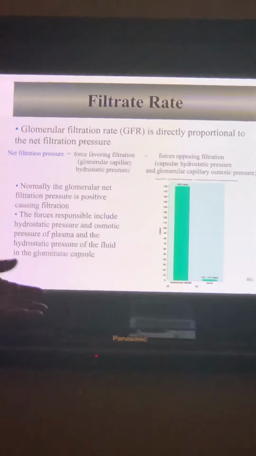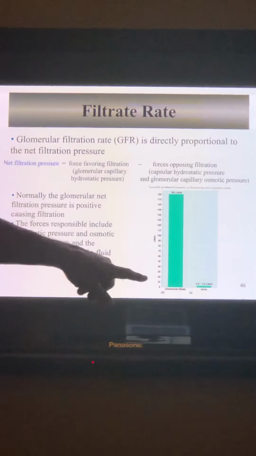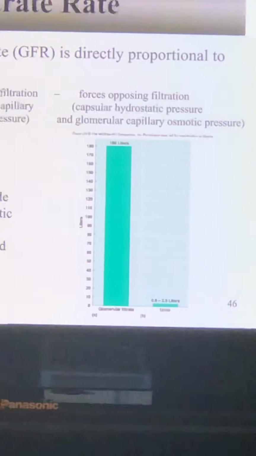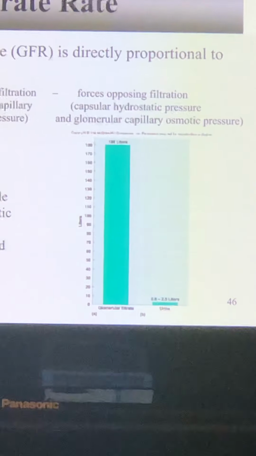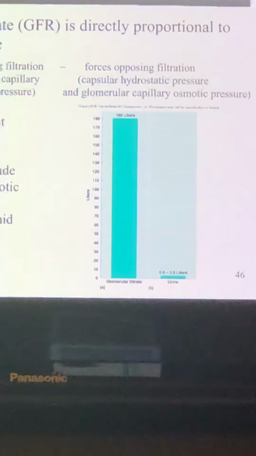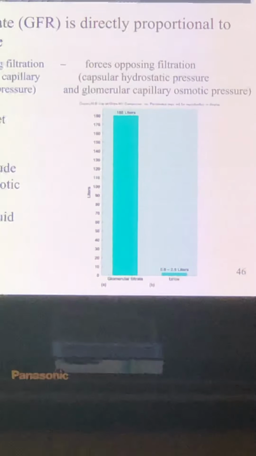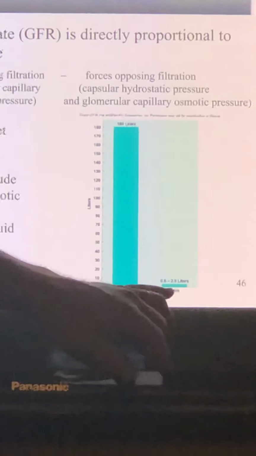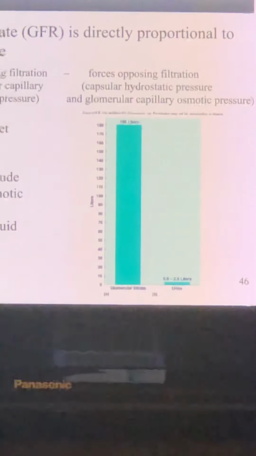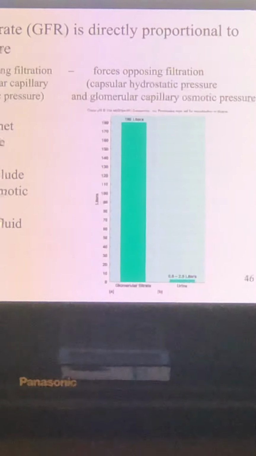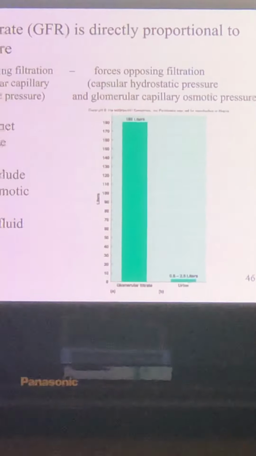Now, in an average 24-hour day, you have 180 liters of glomerular filtrate. That means, stack up 92-liter bottles, and that's how much blood you are filtering in a day. That is amazing that the kidneys do that. And out of that, you only urinate 1/2 to 2.5 liters. So out of those 92-liter bottles, you might get one 2-liter bottle of urine throughout a 24-hour day.